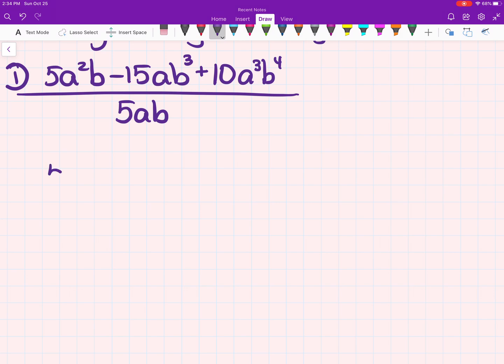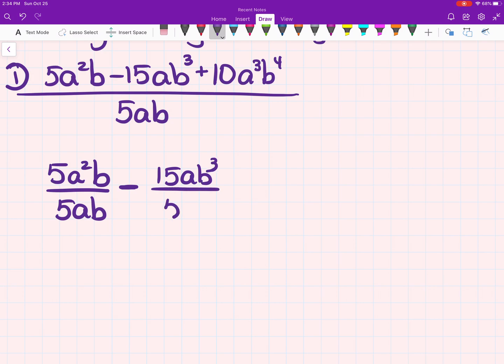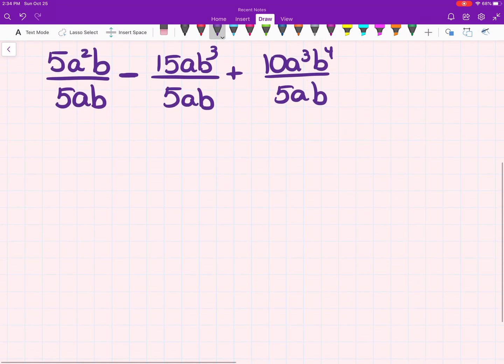Well, that means they all had a common denominator of 5ab. So I'm going to do 5a squared b over 5ab minus 15ab to the third, and it had to have the same denominator if we put them all together, plus 10a to the third, b to the fourth, over 5ab. And then I simplify each little piece, okay? So 5 over 5 is 1, a squared over a is a, and then the b's cancel out to be 1, okay? So the first term is a, and we subtract from that.